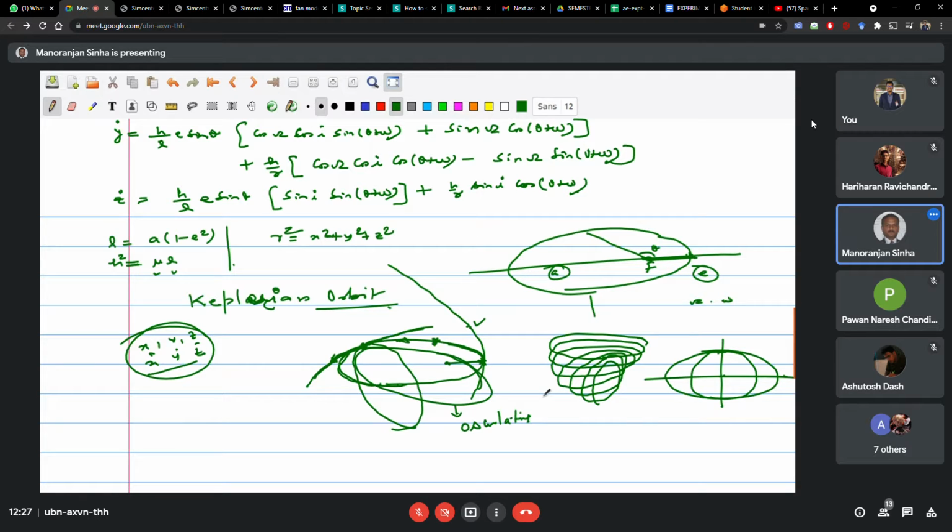This is the true trajectory, what the satellite will be following. And this orbit is just touching it at that point. So osculating means it's just touching at that point. Osculating orbit.